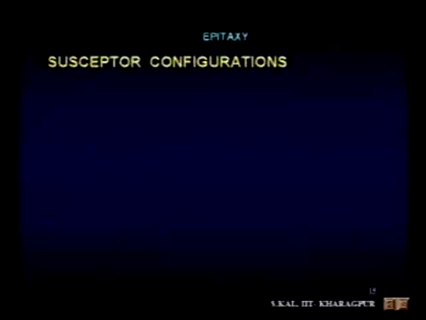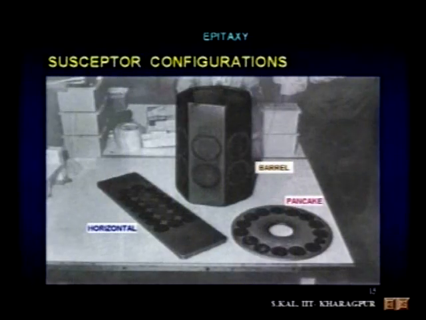Okay, so next the susceptor configuration we will discuss. Three different types of susceptors are used. One is known as horizontal susceptor, another is barrel susceptor, and another is pancake type of susceptor. Susceptor means the container of the wafer. The horizontal one is a rectangular slab on which you can keep a large number of silicon wafers. And the pancake type is like this. Here at the middle holes are there through which gases will come, and at the periphery you can keep the substrates. And this is the barrel reactor. This is a rectangular parallelepiped like that. Here there are six faces on the barrel, and on each face you can keep silicon wafers.